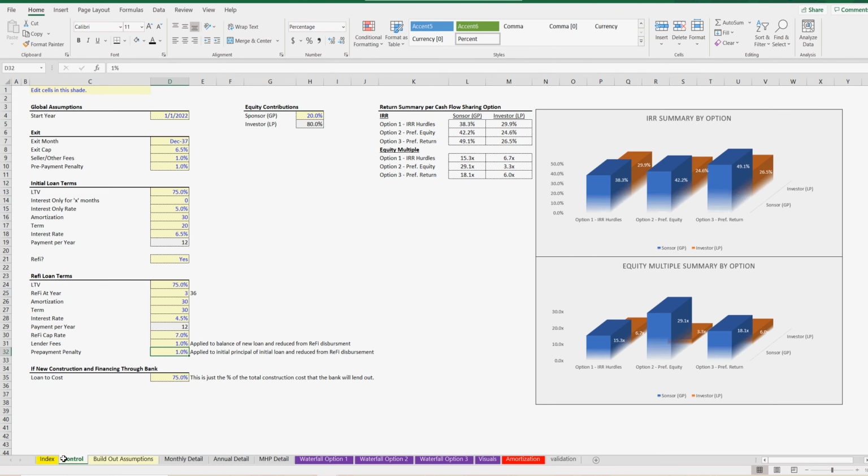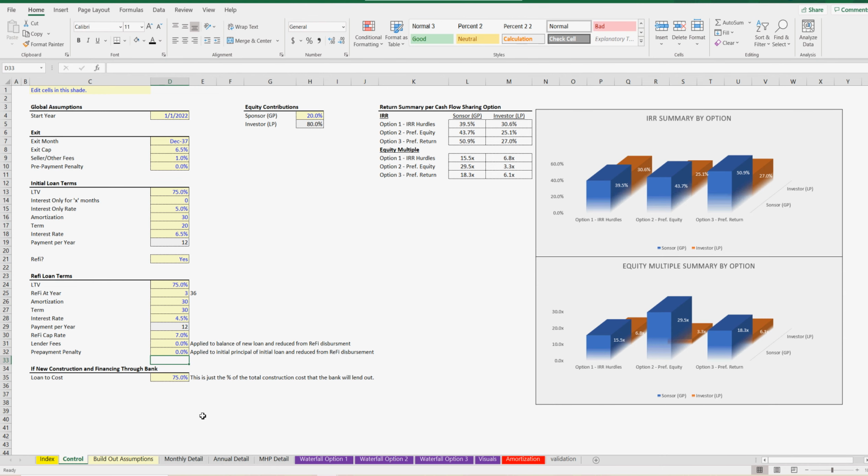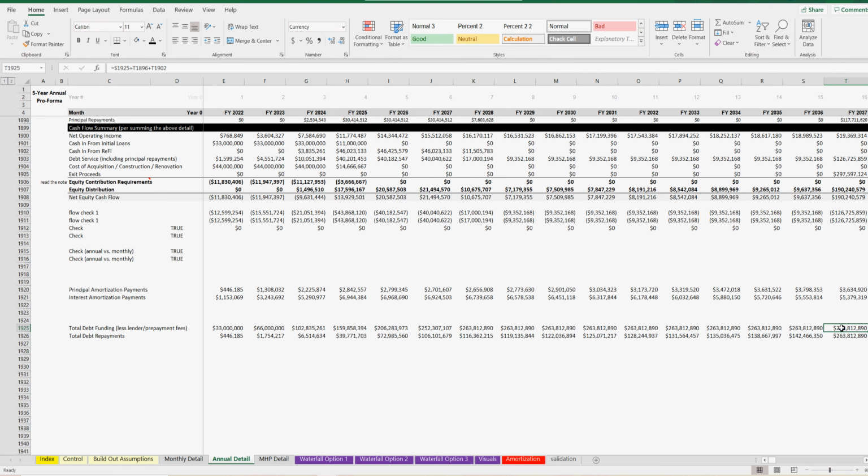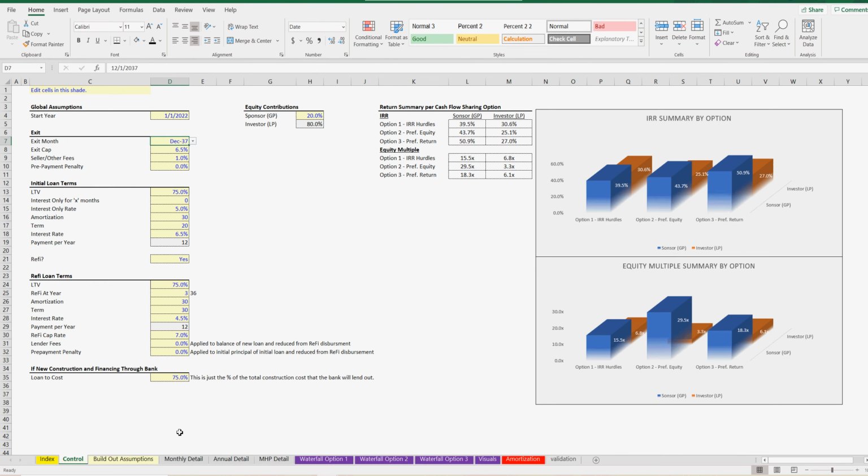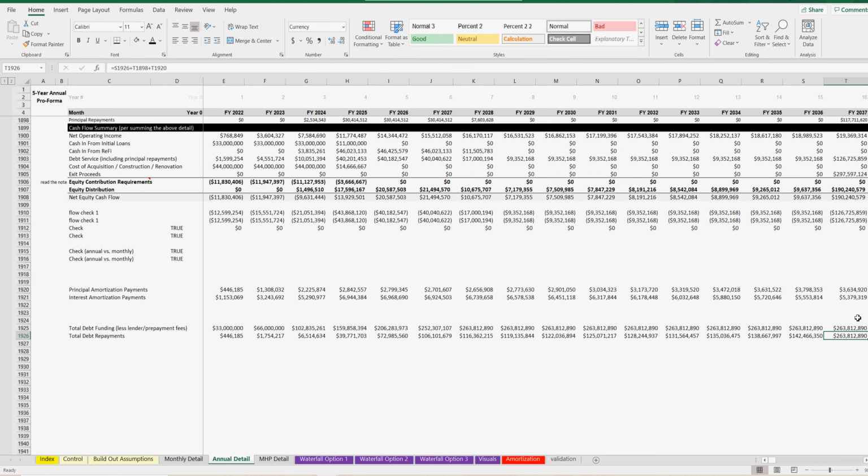Now, if we put the fees to zero, we still have seller fees in there. That's not going to affect that. So if we put these to zero and go to the annual, you can see now that the total debt funding equals total debt repayment. And that assumes we've got to exit. So we're paying back all the debt we owed, and they match up, so that's good. The math is working there.